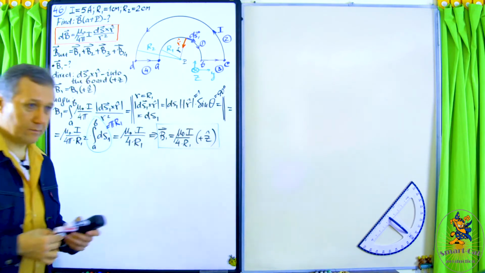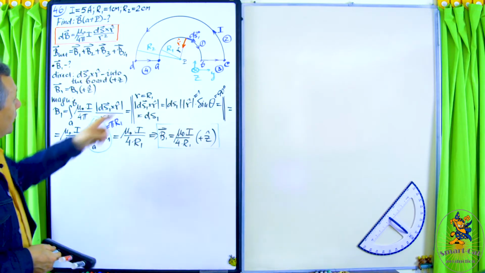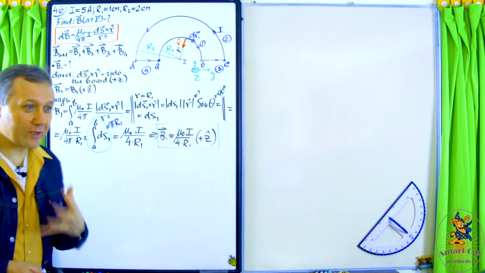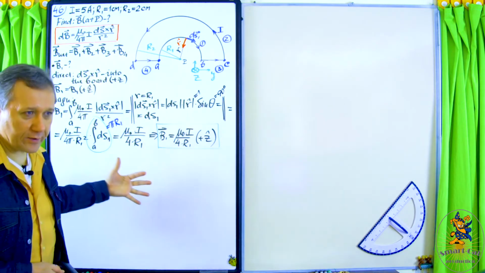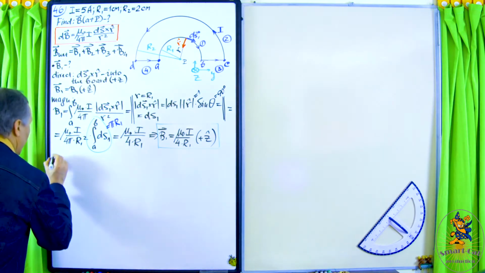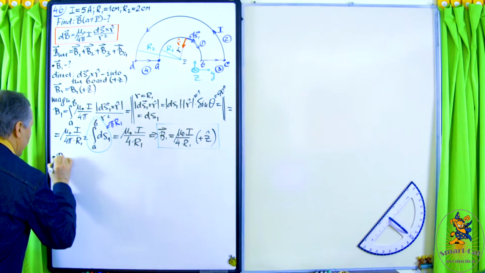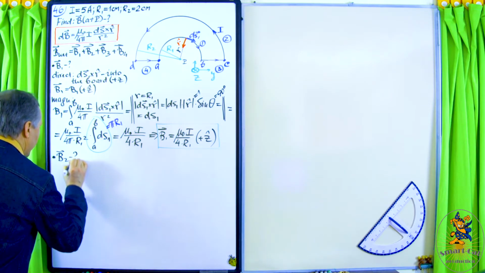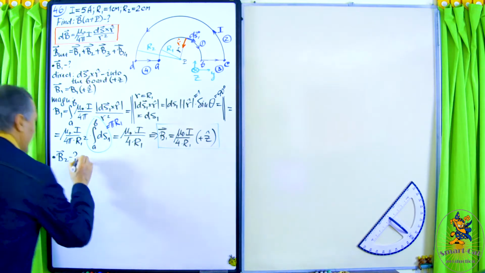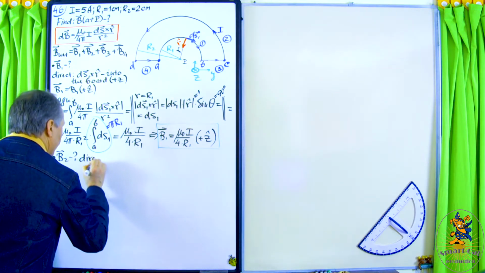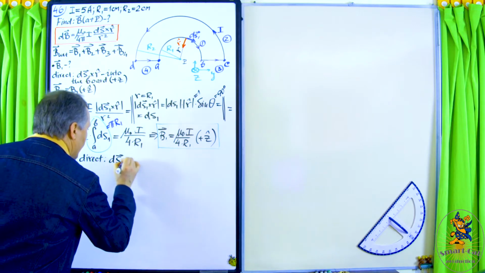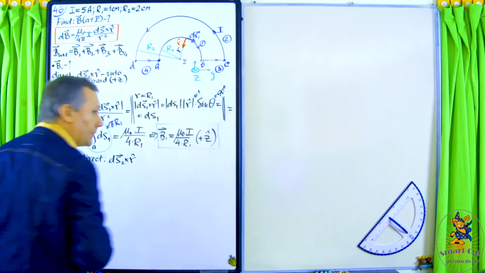All right. Now let's do exactly the same for the second semicircle. And of course, your gut feeling should tell you it will be very, very similar. Okay, let me do it now for B2. Again, let me start first with the direction. So again, it's ds2 times, cross r hat.